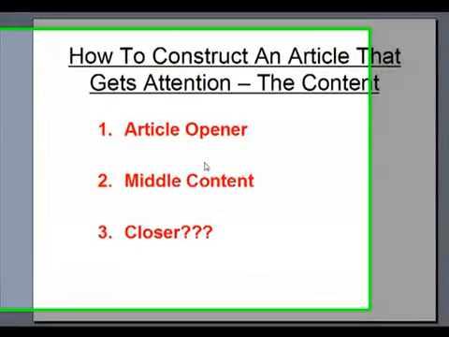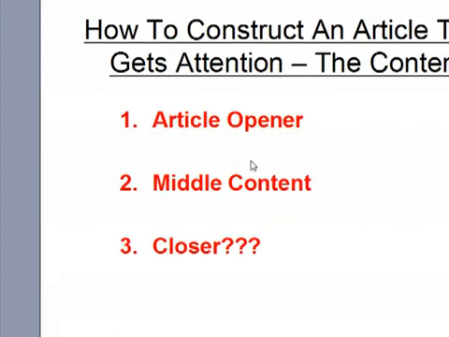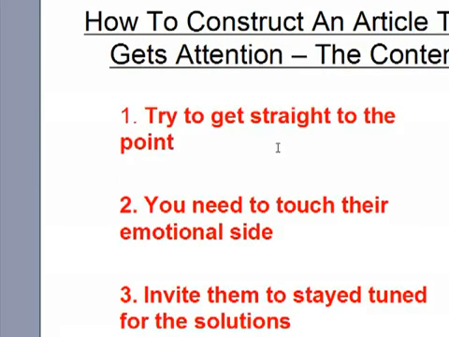Hi everyone, let's continue our series on how to construct an article that gets attention, and today we want to look at the content of the article. Basically we're going to look at the article opener, the middle content, the middle part of your article, and that's where you're giving the information away, and the closer. And you'll notice I've placed some question marks alongside the closer of the article. We'll get to that in a moment. But firstly, let's look at the opener.